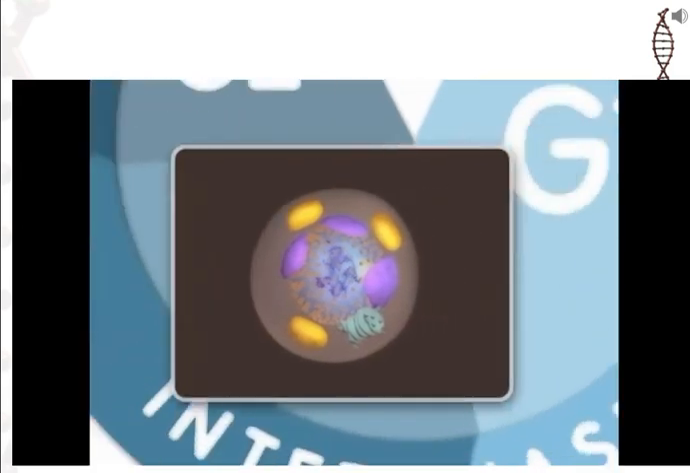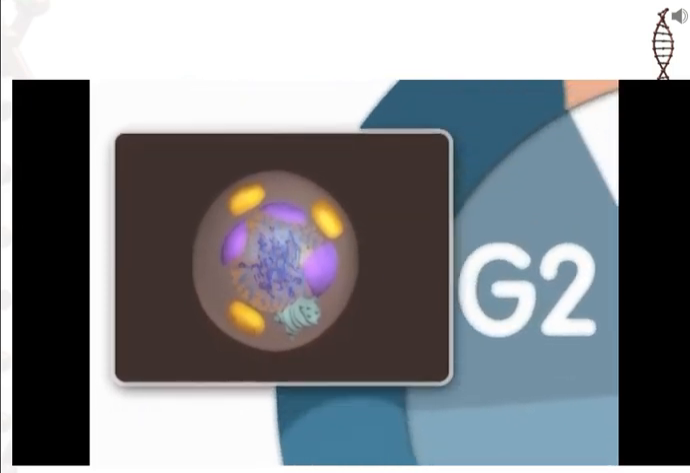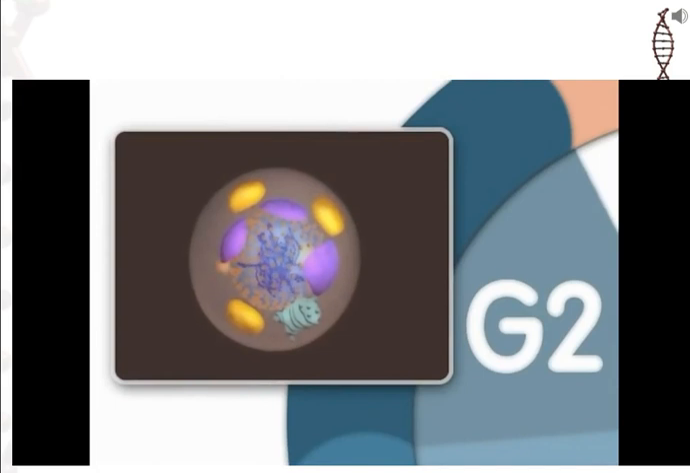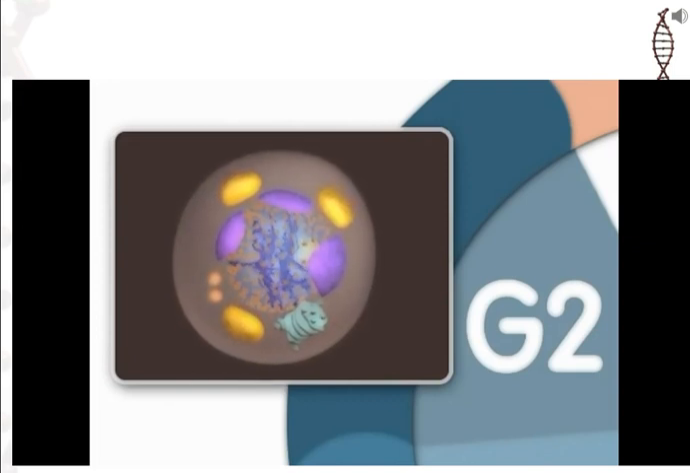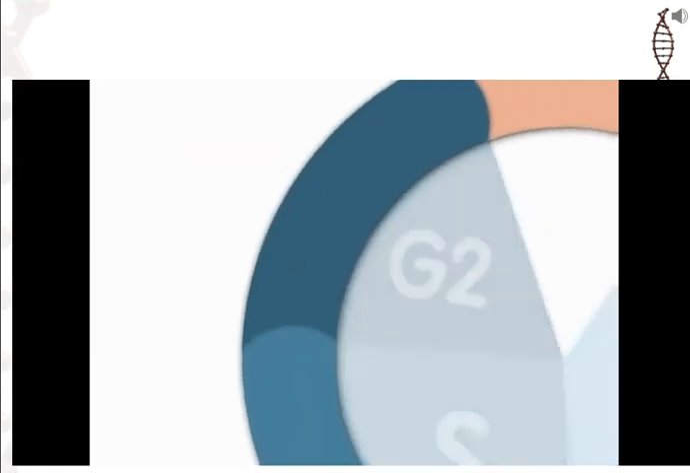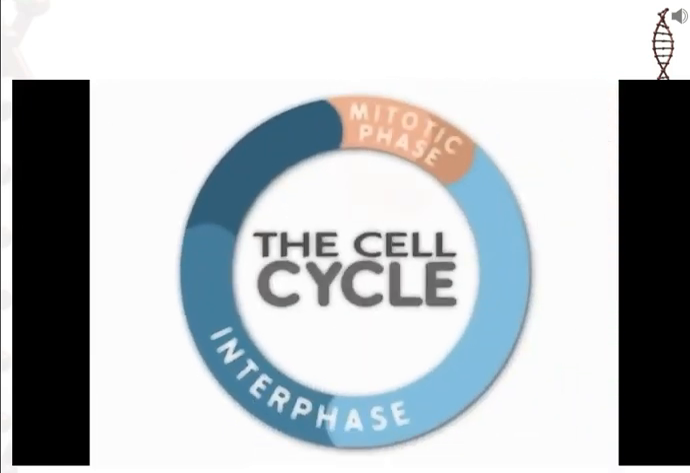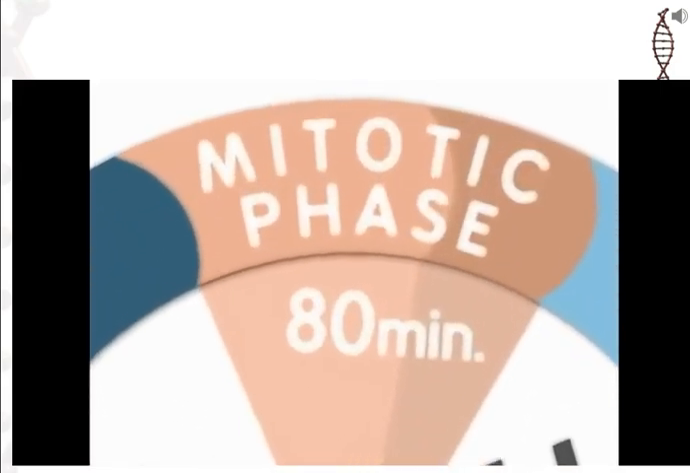Next is the S, or synthesis phase. This is an important stage because it is during the S phase that DNA in the nucleus is replicated. The cell next enters another growth stage called G2, or gap2. It is during G2 that the cell finishes growing. Once the cell has duplicated DNA in the nucleus and 2 centrosomes have appeared in the cytoplasm, mitosis can begin. For a typical eukaryotic cell, this will last about 80 minutes.